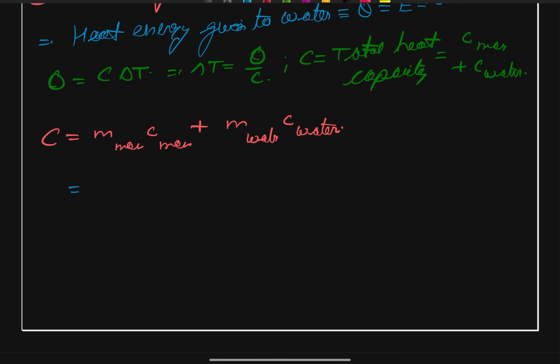Mass of the mass is 0.5, specific heat of the mass is given as 400, plus mass of water is given as 1 kg, and its specific heat is 4184. So we get the total heat capacity C will be equal to 200 plus, so it comes as 4384.